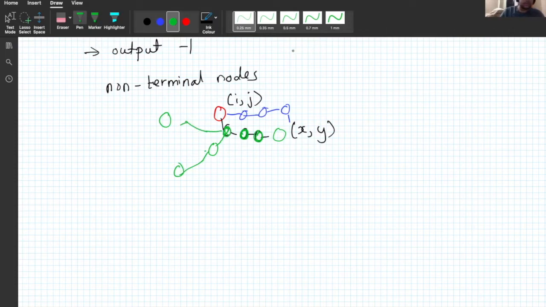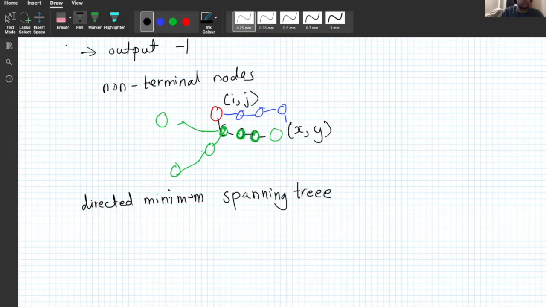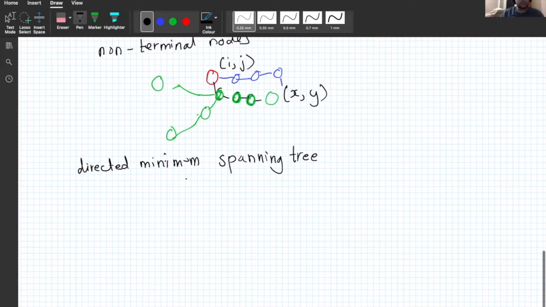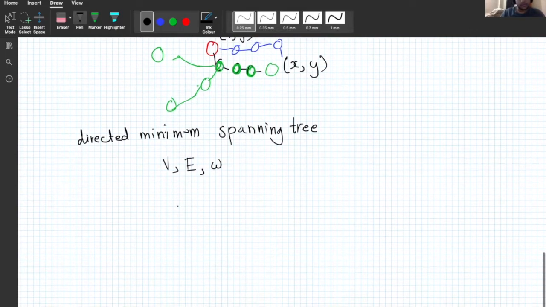So the algorithm we're going to use here is the directed minimum spanning tree. Sorry for that. So what is the directed minimum spanning tree? Let's say you have a directed graph, which is built upon the nodes V and edges E, and each edge has a cost. Let's call that W.